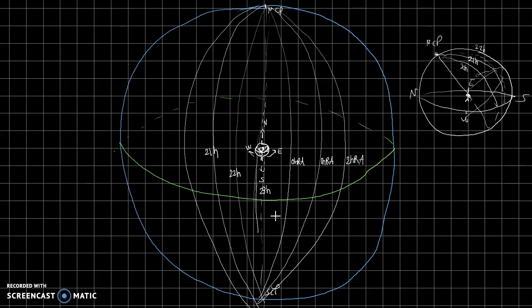Now, why is this important? Now let's place the Sun at its position on the vernal equinox, spring equinox. This is March 20th. The right ascension is defined as 0 at the position of the vernal equinox point. And this is where the Sun appears to be on the celestial sphere on March 20th. Good. Let's go back to the previous picture.